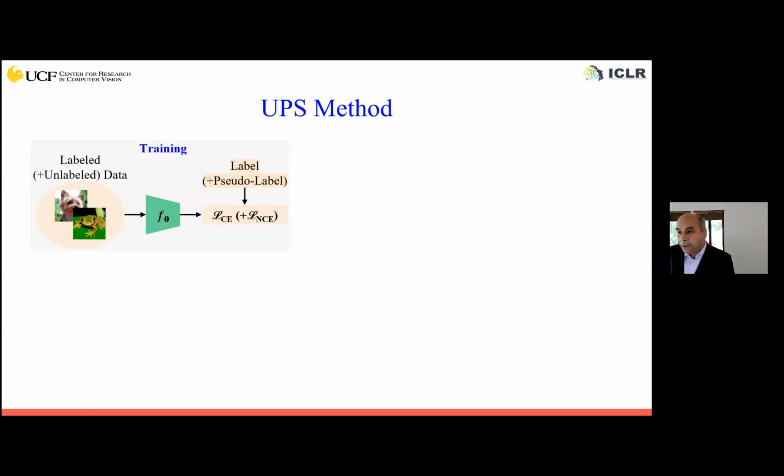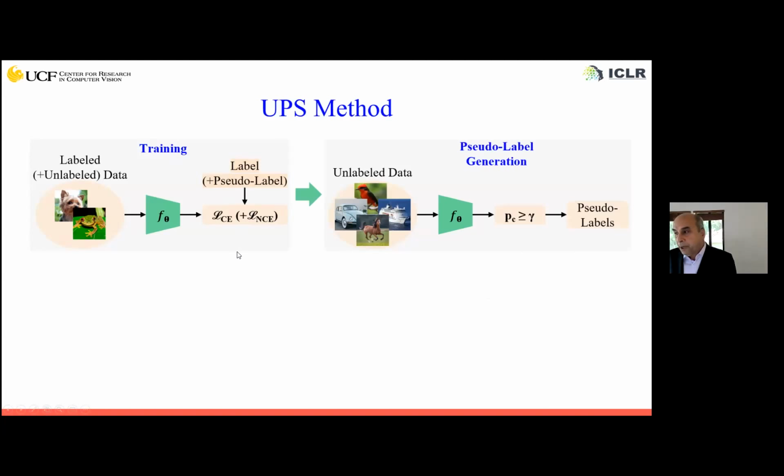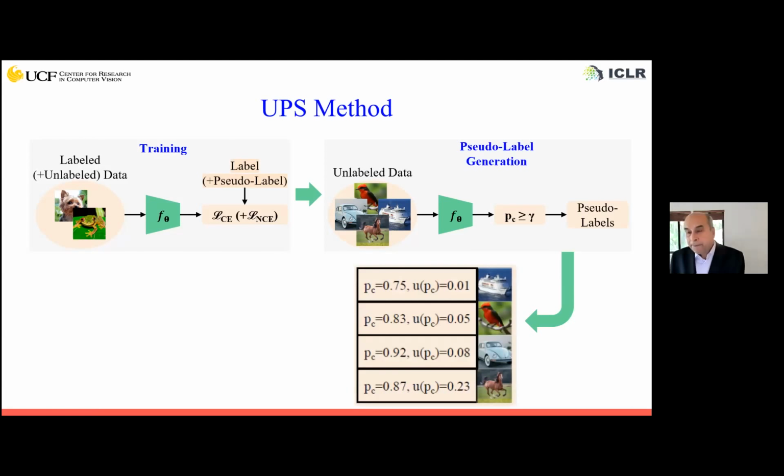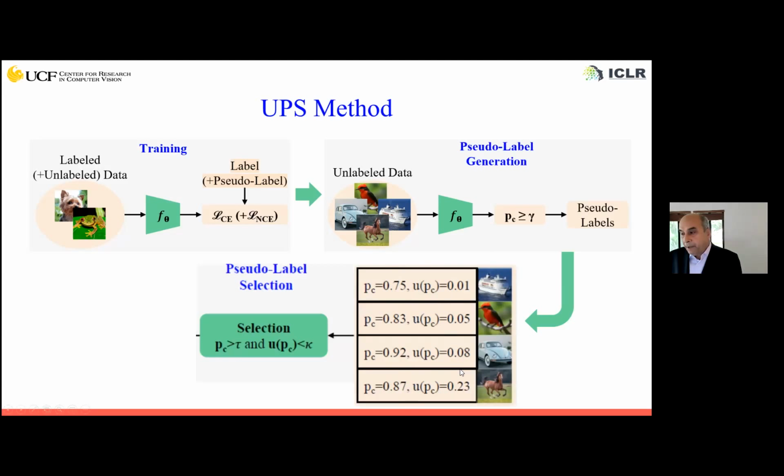So the way the UPS method works is that we again have the training on the labeled data set, which is shown here. We have labels and we use cross entropy, and then we generate the pseudo-labels. Simply, if the confidence is high, we generate those. But then we want to select the good pseudo-labels. So that's where, in addition to the confidence, we bring in uncertainty. If we are confident and the uncertainty is low, then we select. Otherwise, we are not going to select.